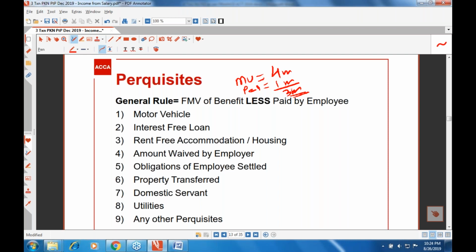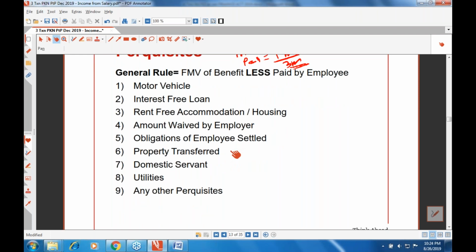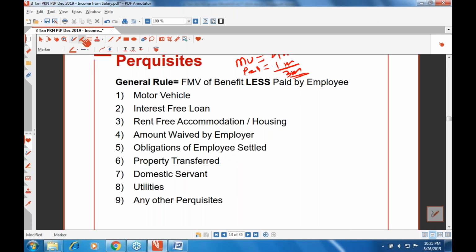Okay, the next aspect is that perquisites can be in various forms. They are: motor vehicle, interest-free loan, rent-free accommodation, amount waived by employer, etc. I'll start discussing each one of them one by one so that we can have an idea of how these perquisites are added to the income from salary. But you can understand the general rule: fair market value of any benefit less the amount paid by the employee.